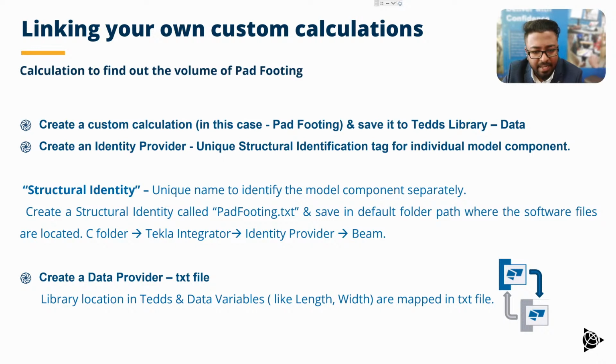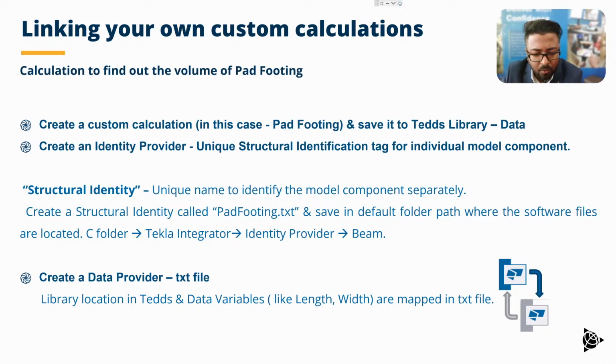The data provider is a text file in which you will have to map the location of the custom-made calculation in the TETs library. You also need to map the variables that are used in the custom calculation. In our case, we have the length, width, and depth of the footing. The third step is to link the calculation between the identity provider and the data provider. This would link the calculation to the Tekla Structures model component.